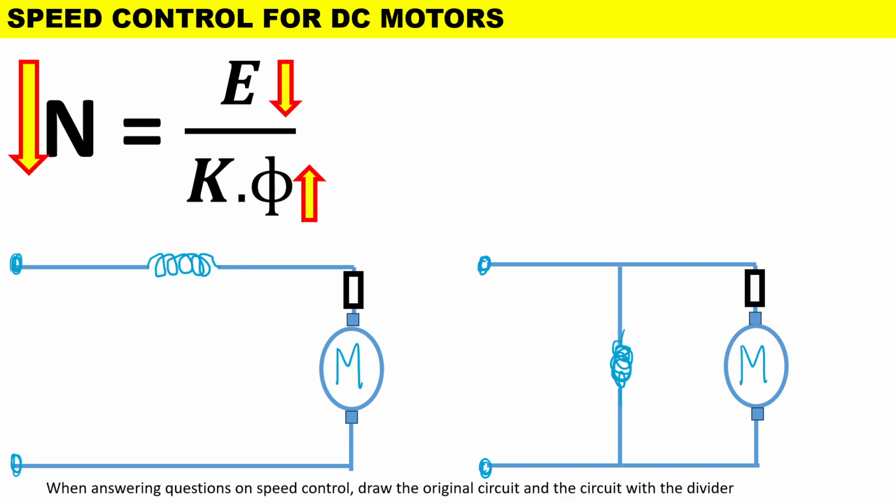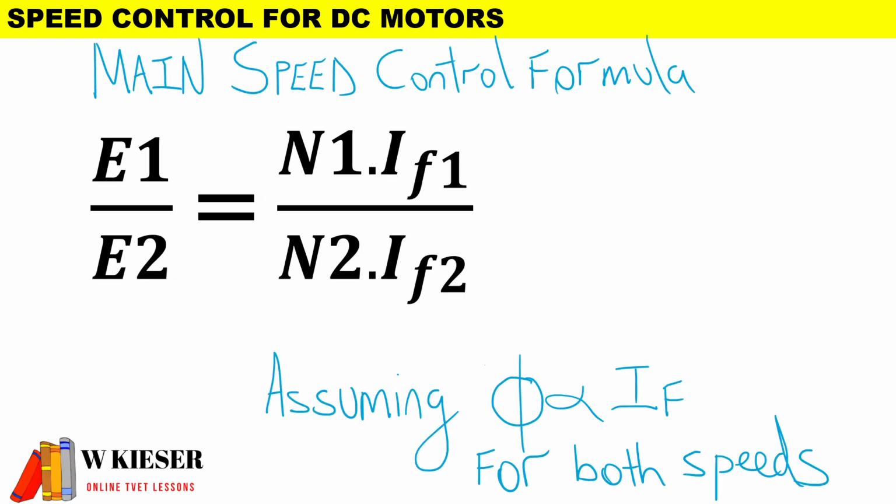Now, if you want to decrease the speed for a series motor and shunt motor, you will do the same thing. You will put a diverter resistor in series with the armature. So when answering questions on speed control, make sure you always draw the original circuit and the circuit with the diverter. Our main speed control formula is E1 over E2, which is equal to N1 times the field current 1 over N2 times the secondary field current. And we are assuming that the flux is directly proportional to the field current for both speeds.